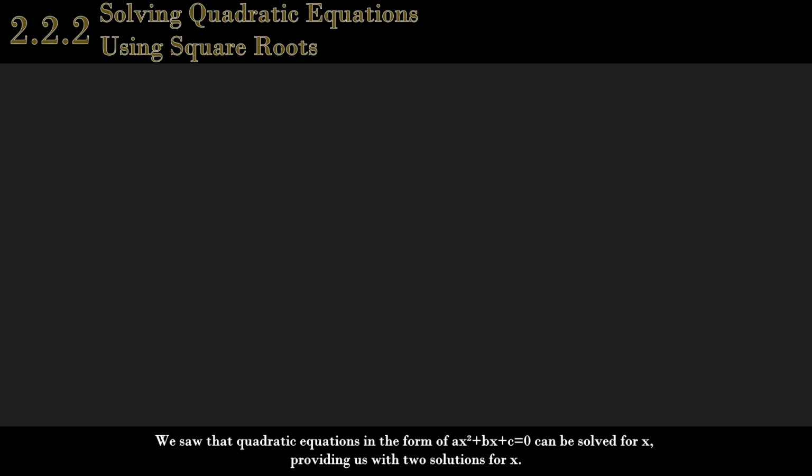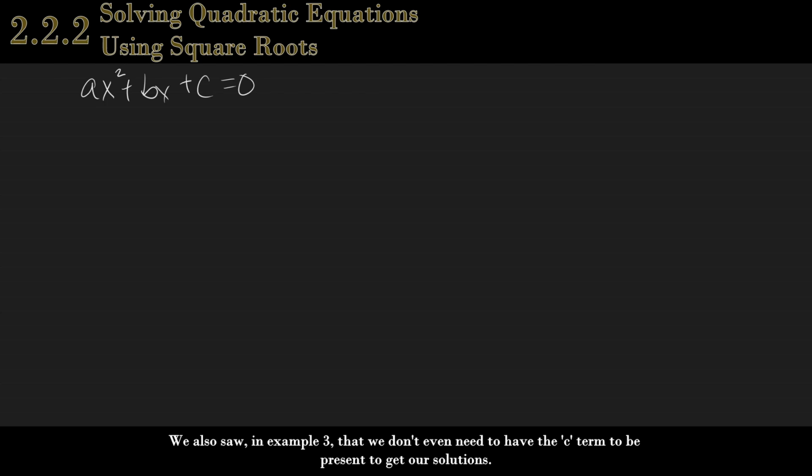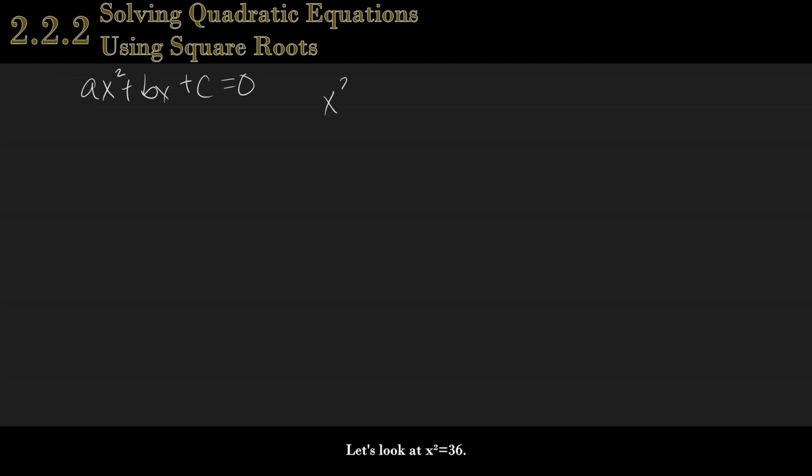We saw that quadratic equations in the form of ax squared plus bx plus c equals 0 can be solved for x, providing us with two solutions for x. We also saw, in example 3, that we don't even need to have the c term to be present to get our solutions. What is also true is that we can get our two solutions if our b or c coefficients are 0. Let's look at x squared equals 36.